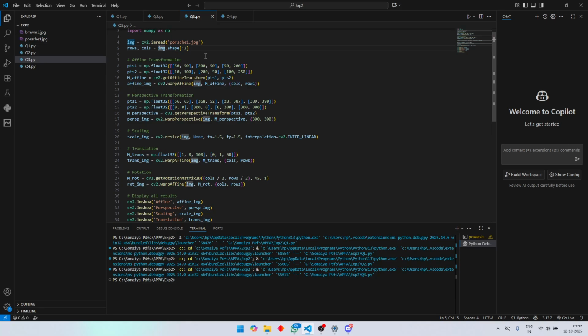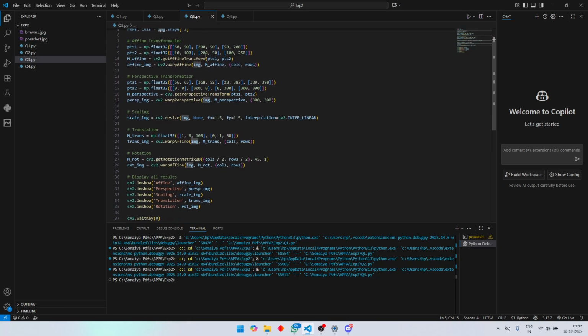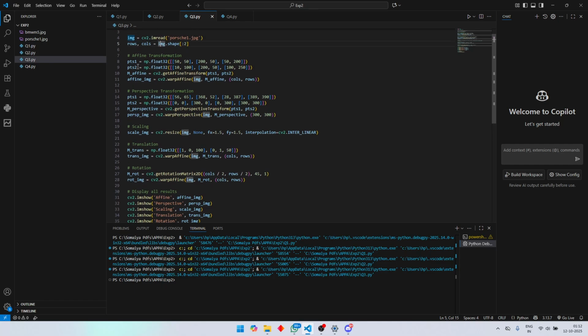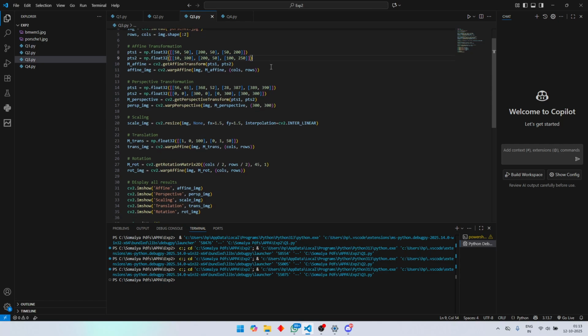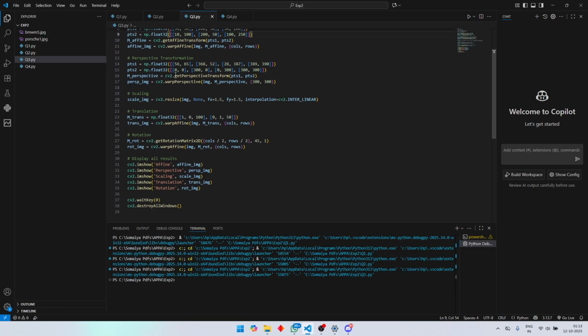img.shape function. Then I start with the affine transformation where I define two sets of 3 points, which is points 1 and 2, each with three sets of points inside. Then I use the cv2.getAffineTransform, where I get the matrix that maps one triangle to another. Applying it with cv2.warpAffine slightly skews the image.